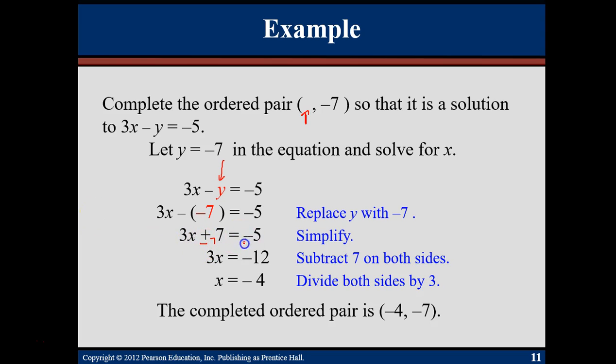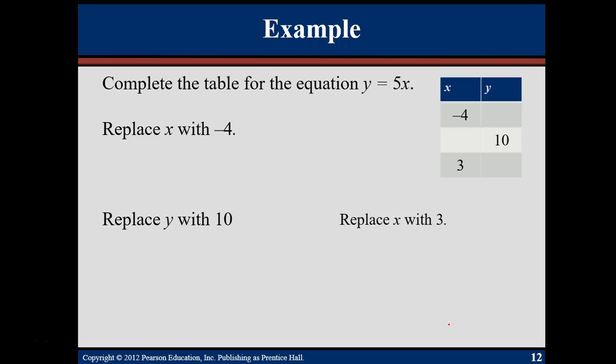Now subtract 7 from both sides, and I get 3x is equal to negative 12. Divide both sides by the 3, and you see that x is equal to negative 4, and that's the x part of the coordinate. Always make sure that you're putting your x's first and your y's second. It's very easy to plot them backwards when you're finding coordinates.